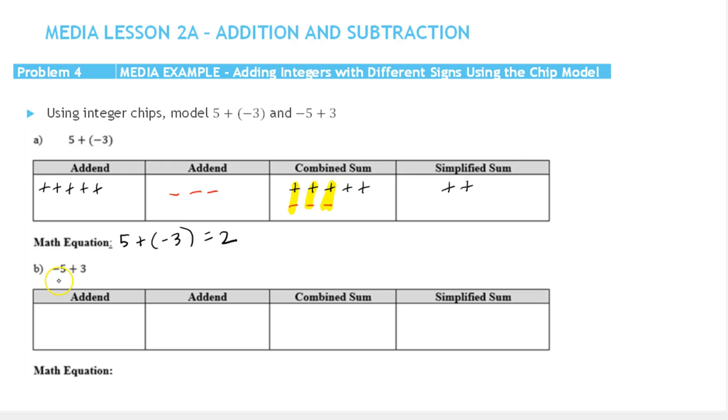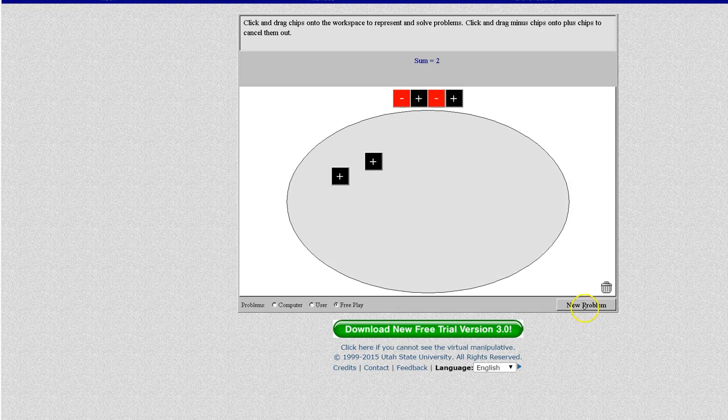Now let's look at the next one. We have a -5 and we're adding that to a +3. So now we'll drag 5 negative chips and 3 positive chips to represent the problem. So these are our 2 addends, and we want to combine this amount. So now we have chips of different colors, so to simplify this, we're going to cancel out pairs of negative and positive chips until we're left with only one color chip or one sign chip. And in this case, we have 2 negative chips left over.